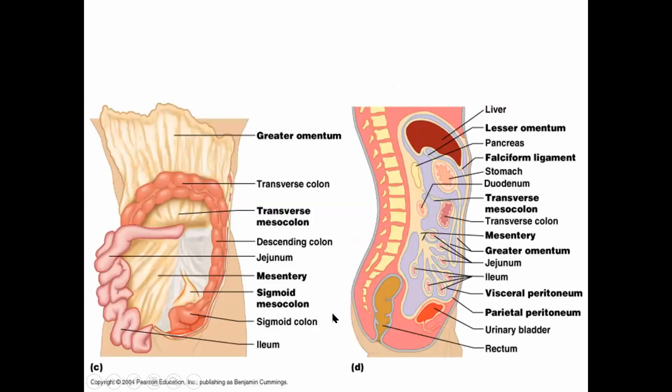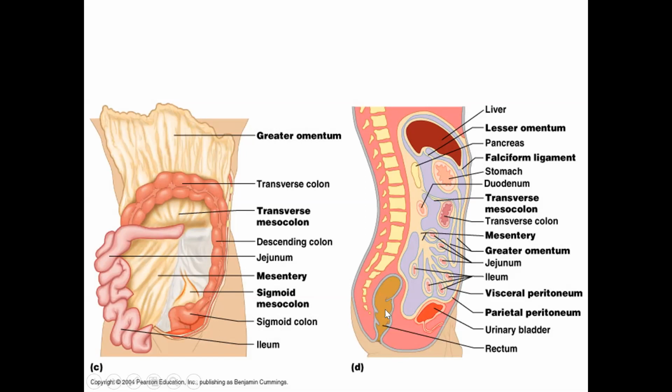All right, so one more time. This is a sagittal view, anterior part, posterior part. Okay, cross section of stomach, liver, pancreas, duodenum, transverse colon, small intestine. And then landmark here, urinary bladder over here, and rectum over here.